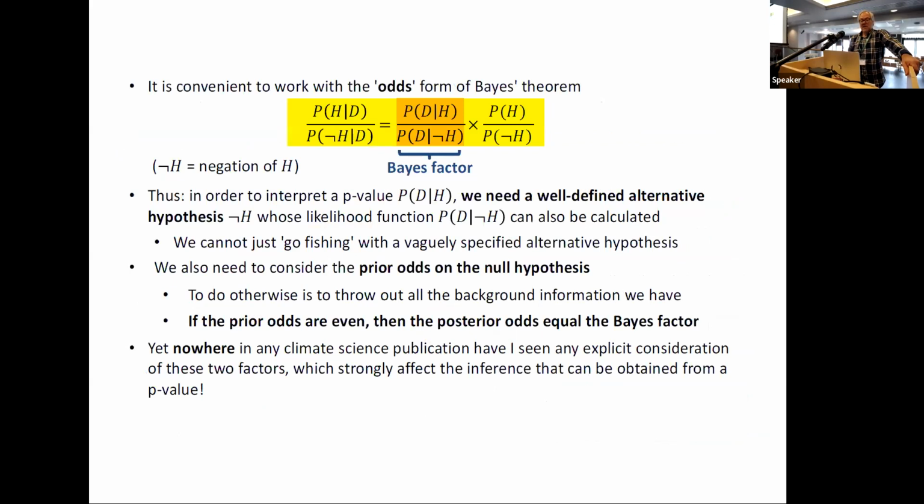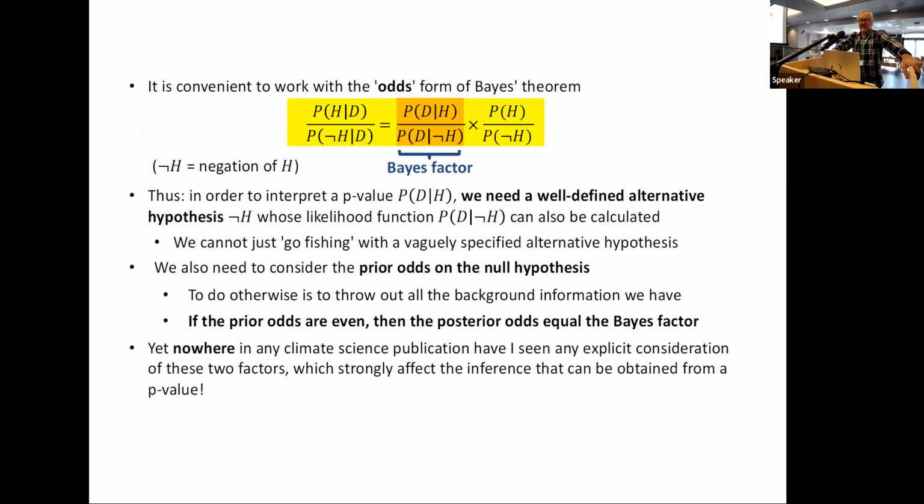So you all know Bayes' theorem here, of course, and so I just show Bayes' theorem in the odds form, which I think is convenient. And so if we think of H as being a hypothesis, of course the null hypothesis is a classic one, and then not H, the negation of H. So the p-value is the probability of the data given the hypothesis, but to interpret it, you need a well-defined alternative hypothesis. It's just clear from Bayes' theorem.